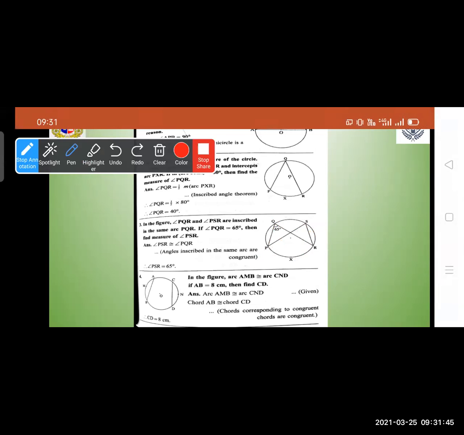In the figure, arc AB is congruent to CD. AB is 8, then find CD. So this arc and this arc are equal, then this line segment is also equal. So that is the chord. Corresponding chords of congruent arcs are congruent.